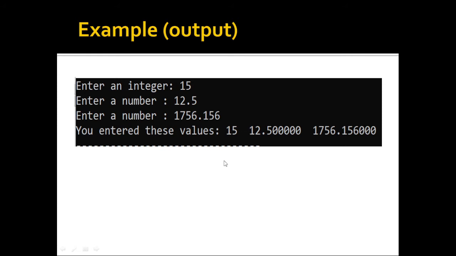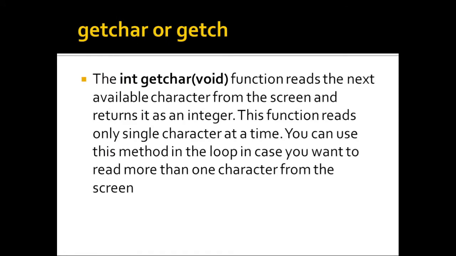So again, we use scanf to read values. We also have other functions like getchar or getch. The getchar function reads the next available character from the screen and returns it as an integer. This function reads only a single character at a time. You can use this method in a loop in case you want to read more than one character from the screen. Now getch is similar, but for getch there's no need to press the return key.